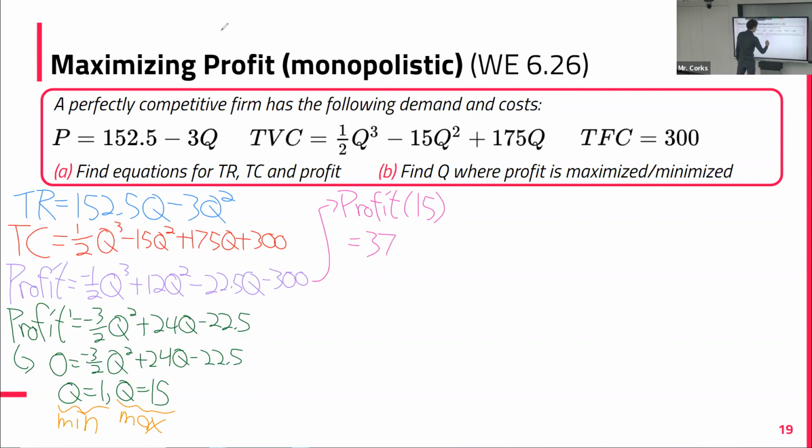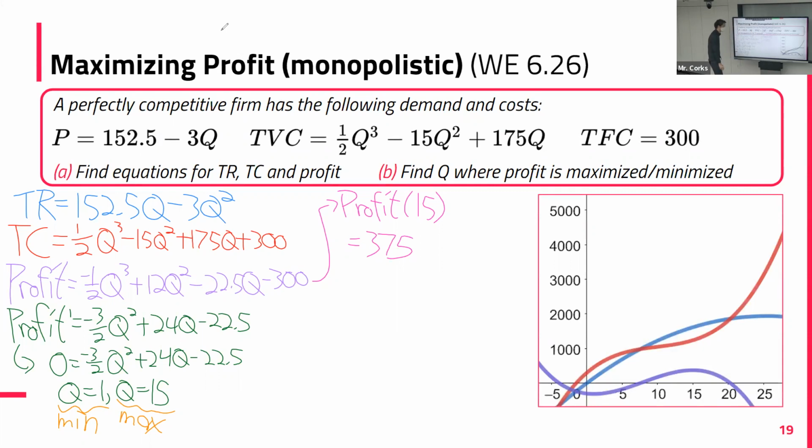$375. Do other people agree with the number? Yep. Okay. I got the same thing in my notes. So here, this will be our maximum profit. Minimum profit is also going to be just like negative infinity, to get infinitely low. So this is the function, this is the combination that we have of these three. Again, color coded, blue for total revenue, red for total cost, and purple for profit here.